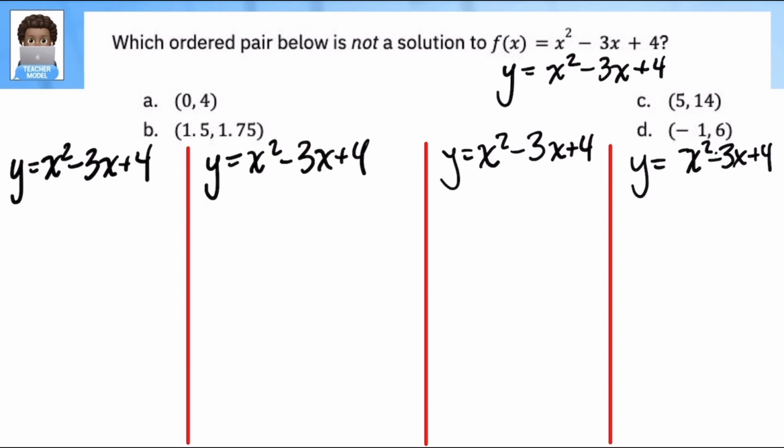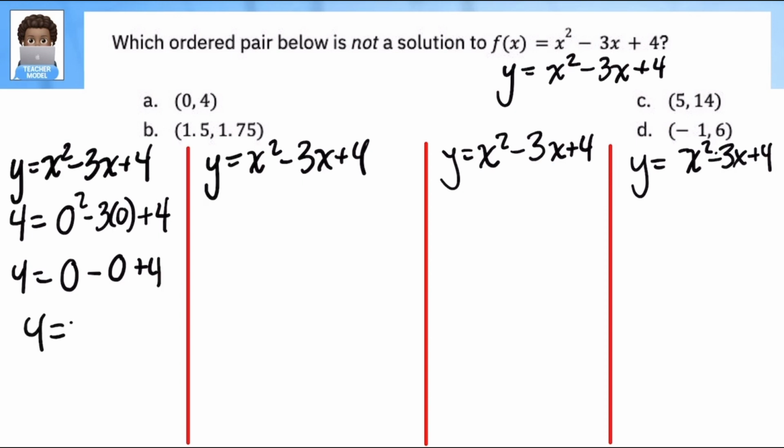So my solution should be 4 with 0 squared minus 3 times 0 plus 4. So is this a true equation? All right, so now I just simplify. 0 squared is 0, minus 0 plus 4. This simplifies to 4 is equal to 4. Yes, it's true. So that's the solution. And do the same thing with the second one for B.